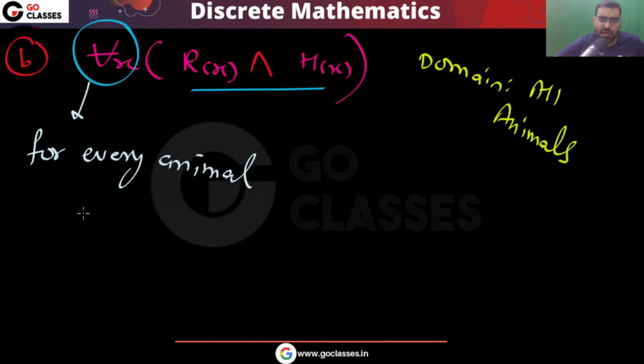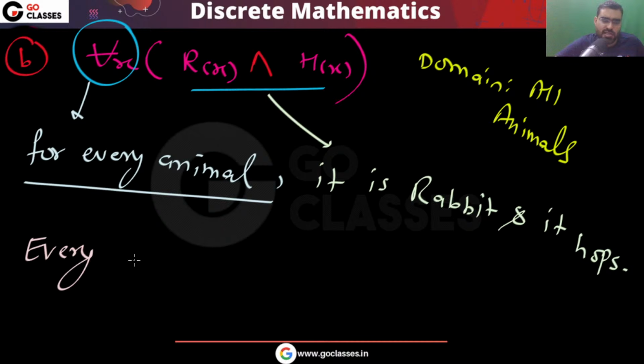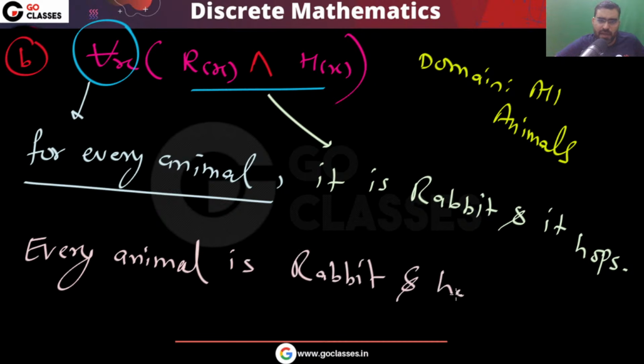What are we saying to every animal? We are saying that for every animal, it is a rabbit and it hops. Okay. So in simple words, I can say that everything is a rabbit and everything hops. Correct or not? In this jungle, every animal is a rabbit and hops. In simple words, you can write like this.